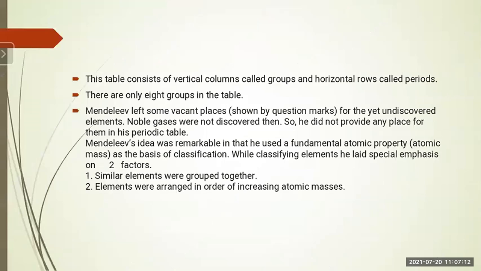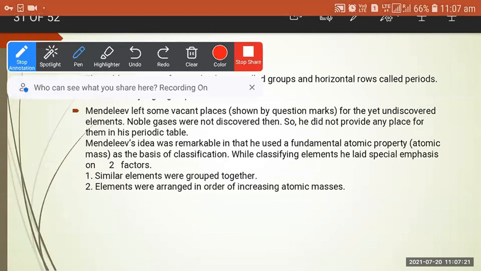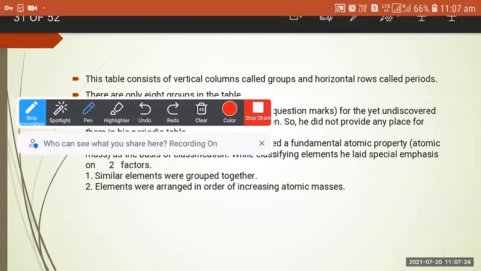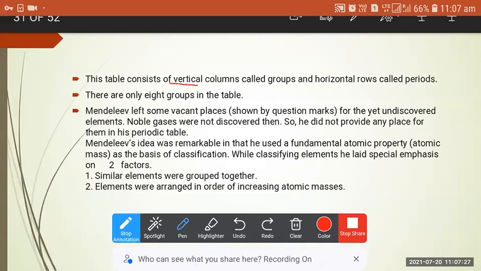Now, this table consists of vertical columns called the groups and horizontal rows called periods. So this thing you have to remember. Vertical column we call the group, and horizontal rows we call the period. If you remember it in this way, it will be easy. Vertical column, group; horizontal row, that is the period.